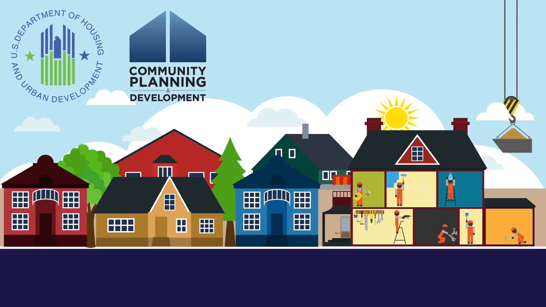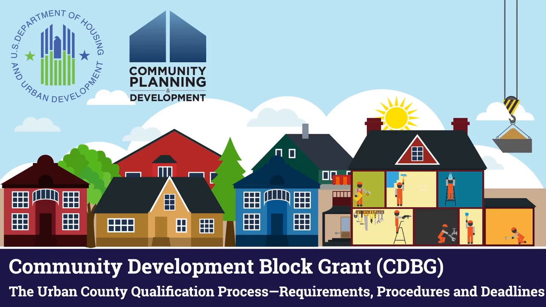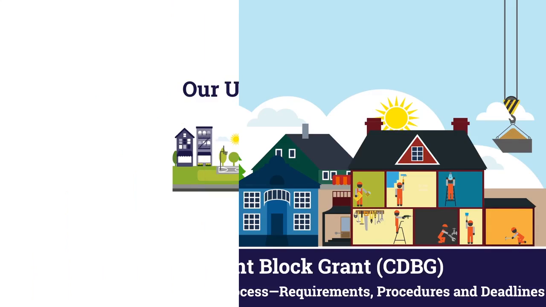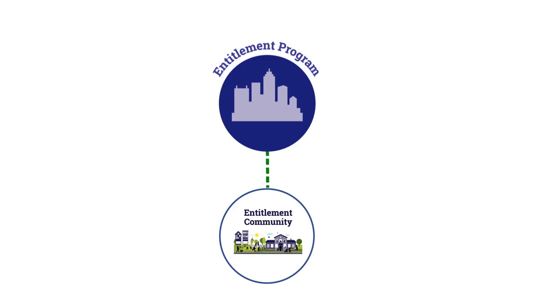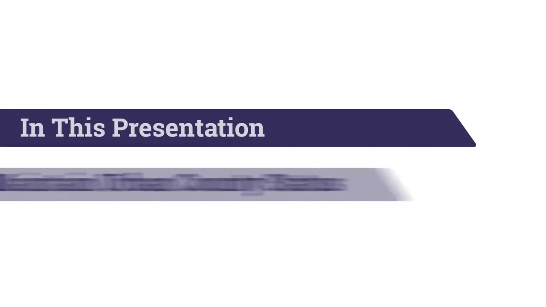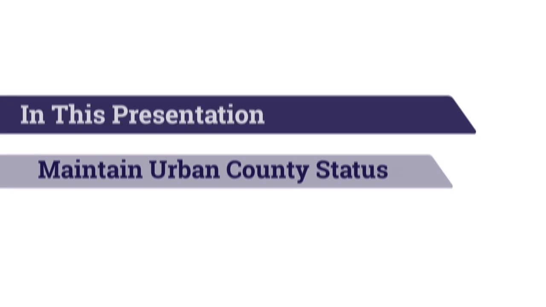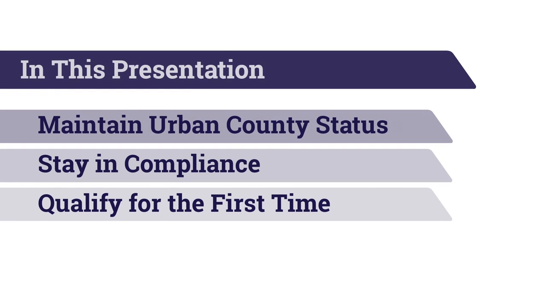Welcome to the U.S. Department of Housing and Urban Development's presentation titled The Urban County Qualification Process: Requirements, Procedures, and Deadlines. Urban counties are a type of entitlement community that has met certain population thresholds to qualify to receive a direct entitlement allocation of CDBG funds. This presentation will cover how to maintain your urban county status, stay in compliance, and for newly eligible areas, how to qualify for the first time as an urban county.